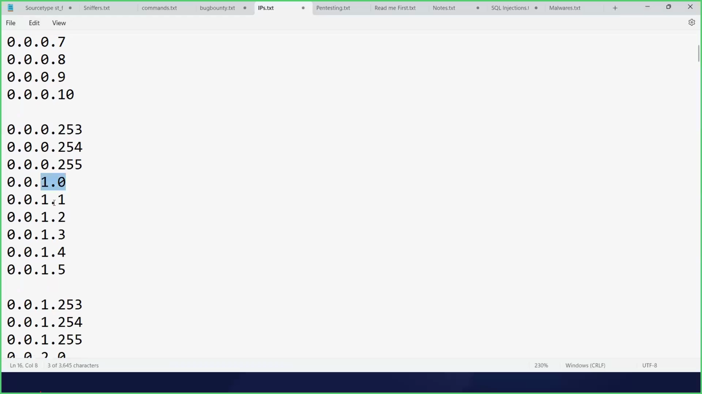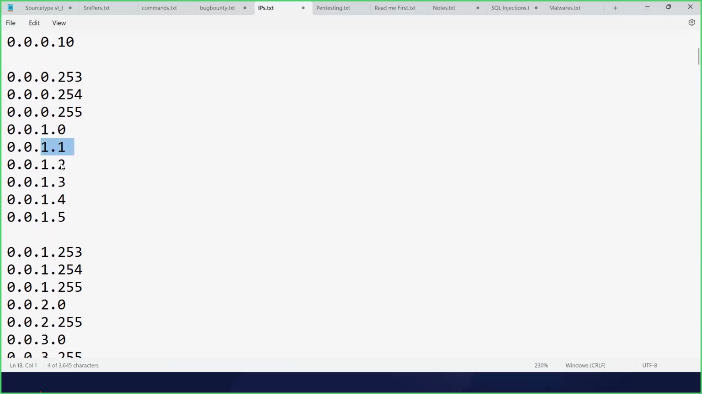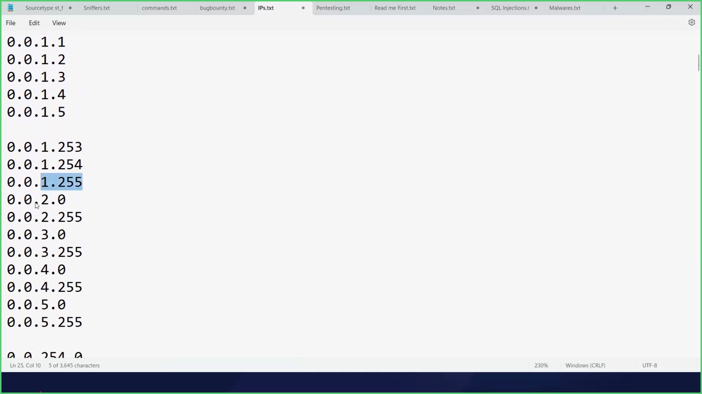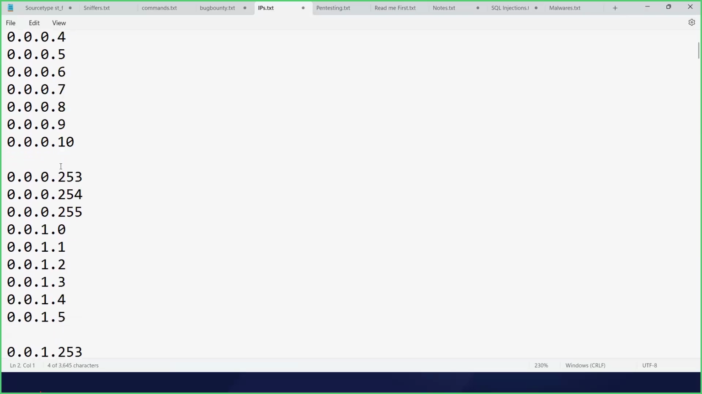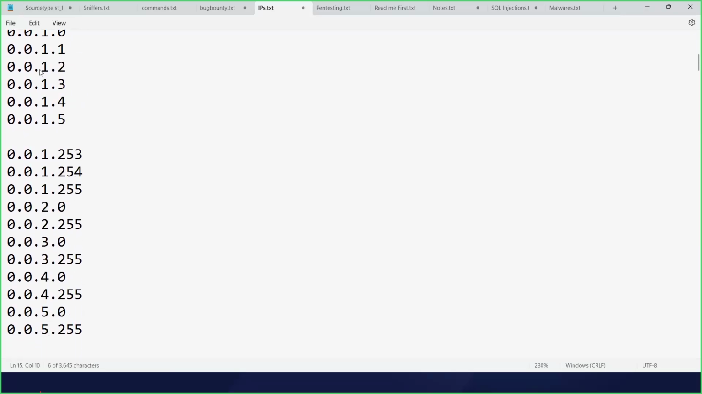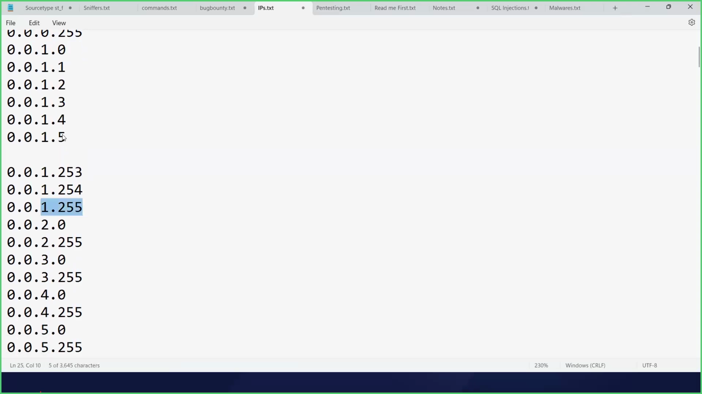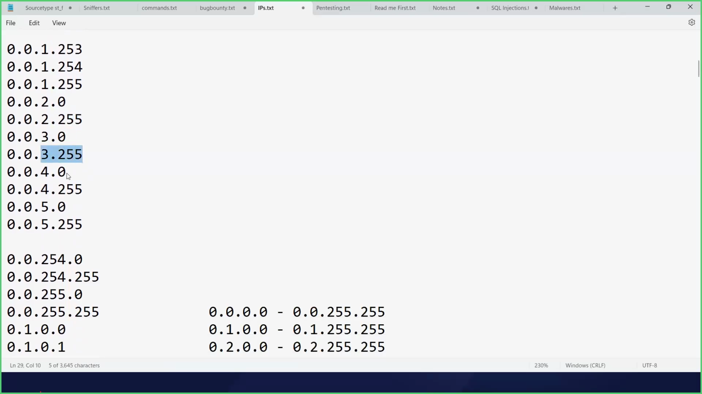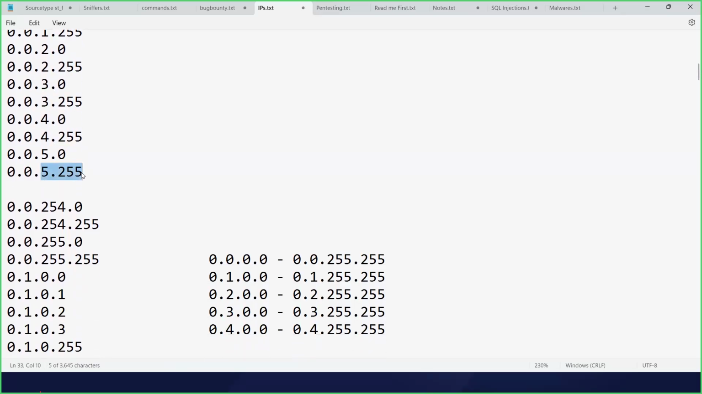So after 0.0.1.0, you have 0.0.1.1, then 12, then 13, then 14, then 15. Like that, it goes on and on and on up to 0.0.1.255. Okay. And then you have 0.0.2.0. So this 255 cycles back to 0, and this 1 now increases to 2. So if you see, there's a pattern here: 0.0.0.0 to 0.0.0.255, 0.0.1.0 to 0.0.1.255, 0.0.2.0 to 0.0.2.255, 0.0.3.0 to 3.255, 4.0 to 4.255, 5.0 to 5.255. Like that, the sequence keeps repeating.